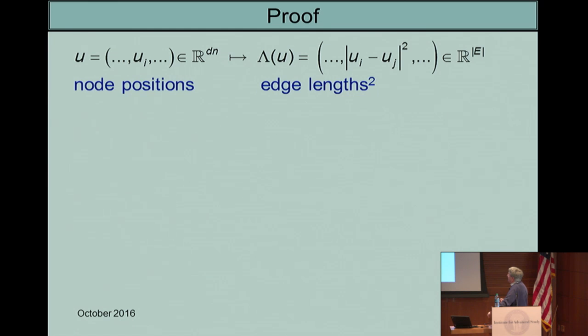So for every collection of node positions, this is d times n variables or unknowns here, all the coordinates of the positions, and we are in d dimensions. Now, I assign the vector of edge lengths. Actually, I squared them just to make sure it's simple algebraic expressions of the original edge lengths. Let's denote this by lambda u.